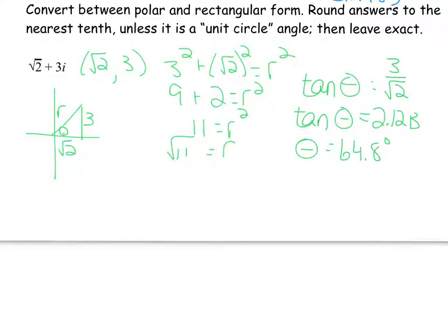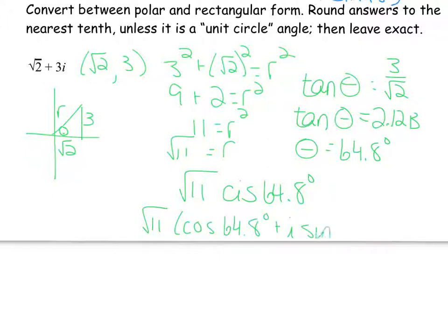So the way this would be written in polar form is r, which is root 11, times CIS, which is cosine theta plus I times the sine of theta, and theta is 64.8 degrees. That's the shorthand. If we were writing it out, it would be cosine 64.8 degrees plus I times the sine of 64.8 degrees. I've always said mathematicians are lazy people. They'd rather write it this way than write this out every time.